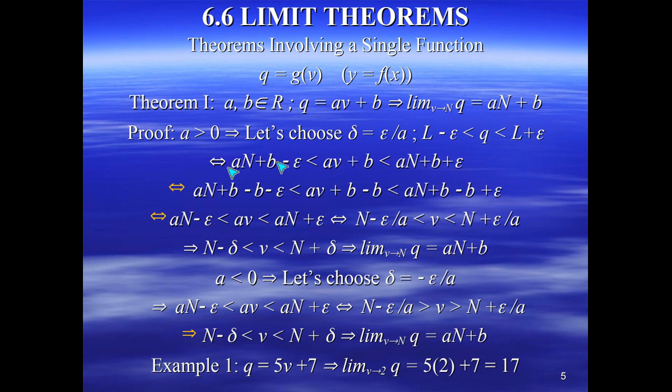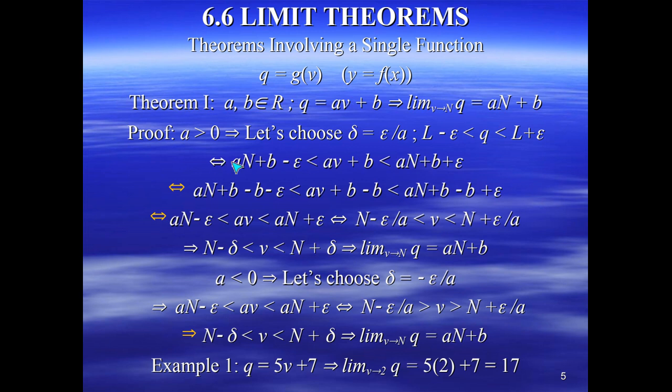So what shall we do? Our claim is that L, the limit of Q, should be equal to a times N plus b. So if it is so, L minus epsilon would be a times N plus b minus epsilon, and L plus epsilon would be a times N plus b plus epsilon, and Q is av plus b.